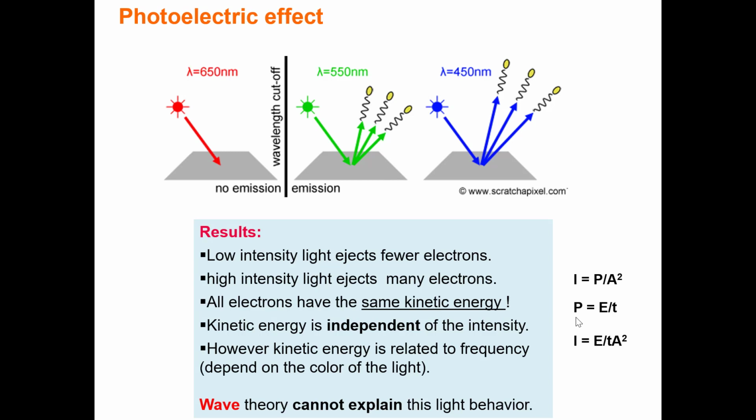But what they observed is that for different colors, the kinetic energy is different. When we measured the kinetic energy for green, they got one result. When they measured the kinetic energy for blue light, they got a different result. Then the kinetic energy of the light depends on the frequency, meaning it depends on the color of the light. Then wave theory cannot explain this light behavior.